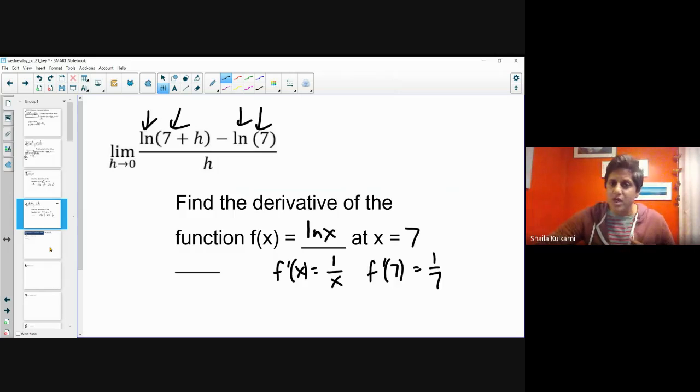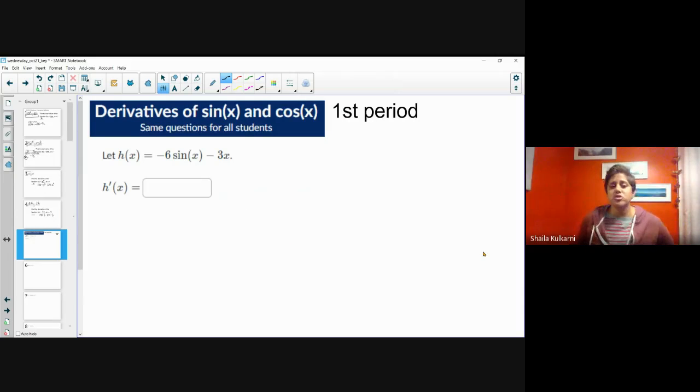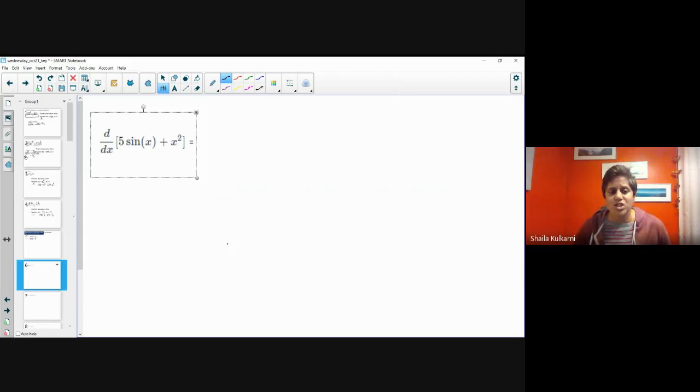We have our answer. Okay, the first thing you were supposed to do was the derivatives of sine and cosine. Remember, the derivative of sine is positive cosine, but the derivative of cosine is negative sine. We have negative sine 6x. That becomes negative 6 cosine x. And using the power rule, anytime you have x to the first power, the derivative is always just the number in front. So that's what you should get for the first problem. These are the first period problems I'm going through. Let's look at the second problem.